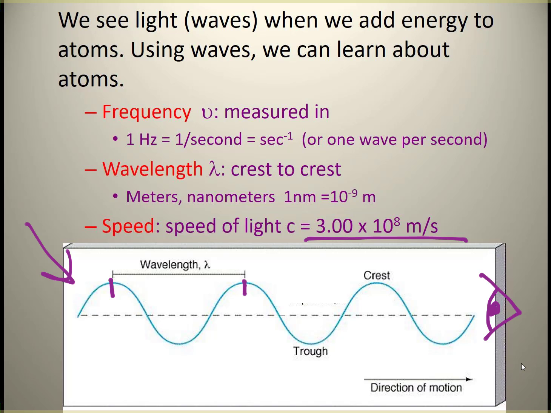Now, each of these science words has a symbol. For frequency, we use this Greek letter nu. It kind of looks like a funny looking V. For wavelength, we use a lambda. It looks like a funny looking H. And for the speed of light, we use a C. So you're going to see these in the formulas that we will use.